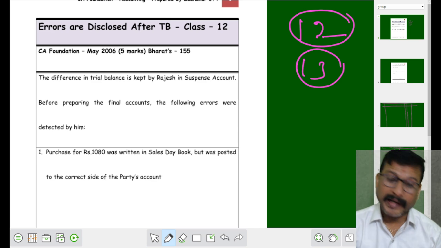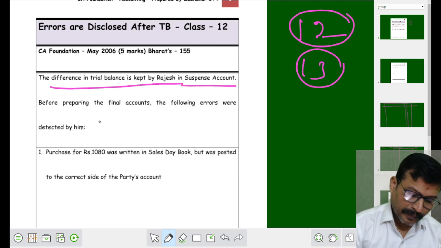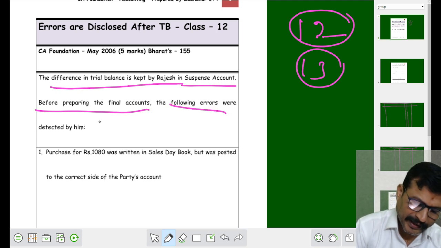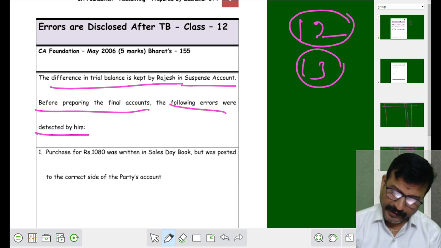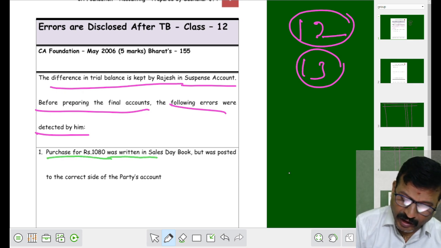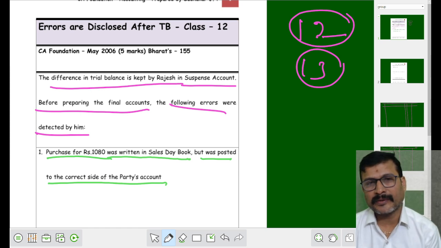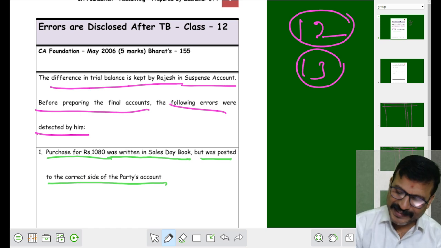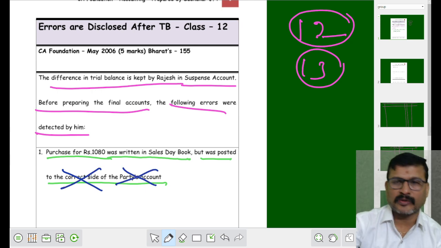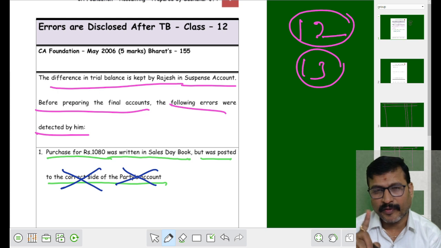See, my dear students, what happened here. The difference in the trial balance kept by Rajesh in suspense account. Before preparing the final accounts, means final accounts are not prepared, but after preparing the trial balance, following errors were detected by him. In the first transaction, purchase of rupees 1080 was written in the sales day book, but was posted correctly to the party's account. When entry is correctly posted in party's account, party account is not to be taken for our rectification.